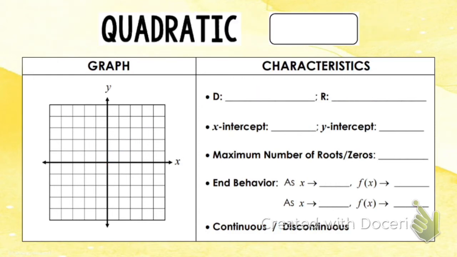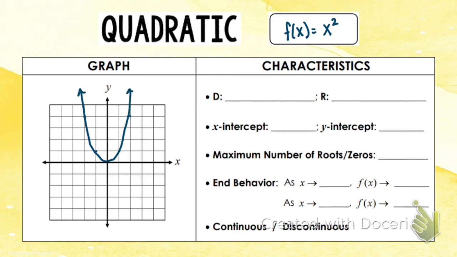Our next function is going to be the quadratic function. So this is f of x equals x squared. That is the parent function for a quadratic function. And it makes a parabola, which is a U shape. And it looks like this. Well, that's pretty close anyway.